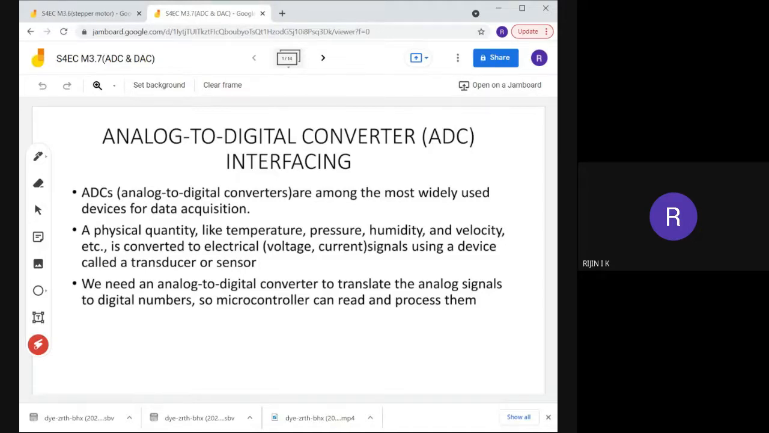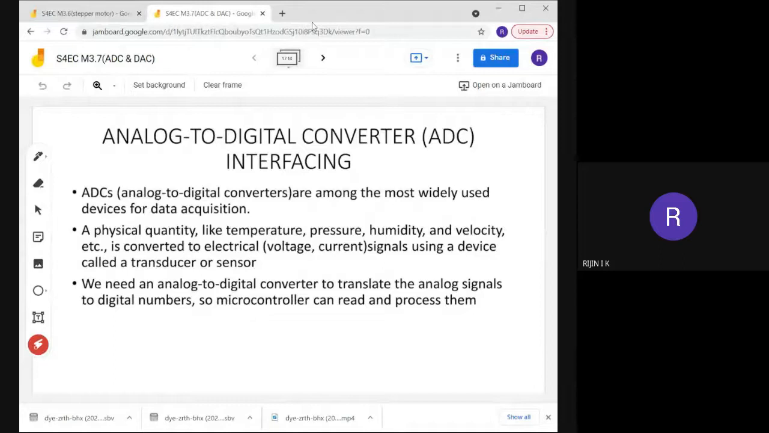Then only the microcontroller can read and process the value. That is why we are converting the analog signal to a digital signal, because the microcontroller can only read digital values. So that is the analog to digital converter. We can see how these analog to digital converters will interface with our 8051 microcontroller.